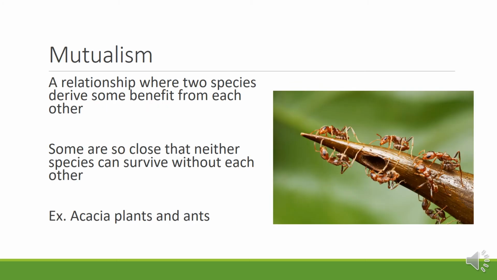Mutualism. This is a relationship where 2 species derive some benefit from each other. Some are so close that species cannot survive without each other, like bees and flowers, for example. They both have specific adaptations; some flowers have openings that only certain species of bees can enter, and so if they don't have that bee around, they can't produce their young. An example I use here is acacia plants and ants on the right. The acacia has holes and creates living spaces for these ants, and in return the ants protect it from predators. Both of them are benefiting.